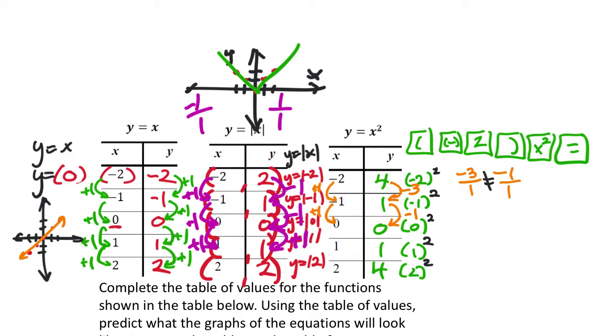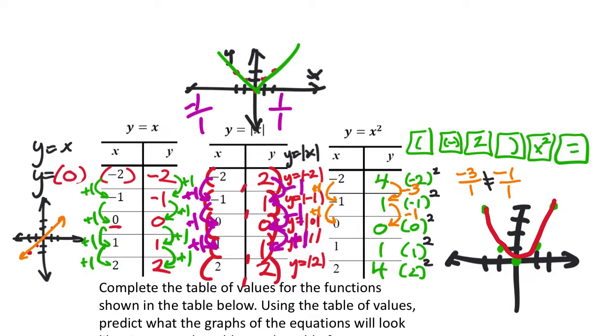I forgot to make the graph on this last one, though. Not that it'll take very long, but I got 1, 2, 3, 4 x's and y's. So we had something like this: -2, 4, -1, 1, 0, 0, 1, 1, and then 2, 4, something like this. Now, while this may seem like it would look kind of like our absolute value graph up here, it's actually curved. On this one, it's kind of a U shape right there.